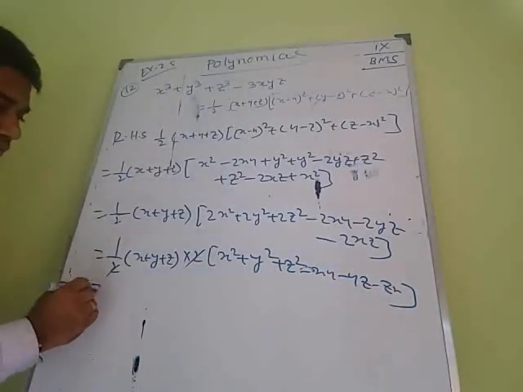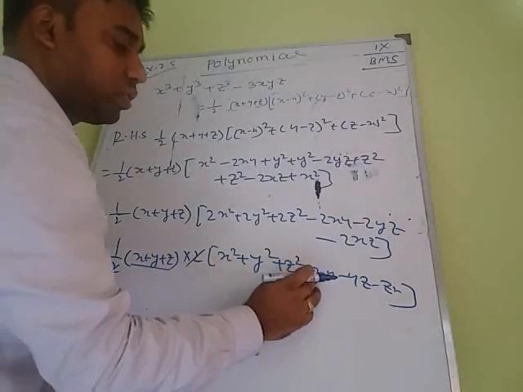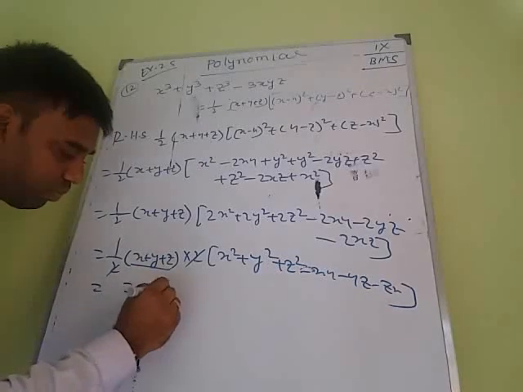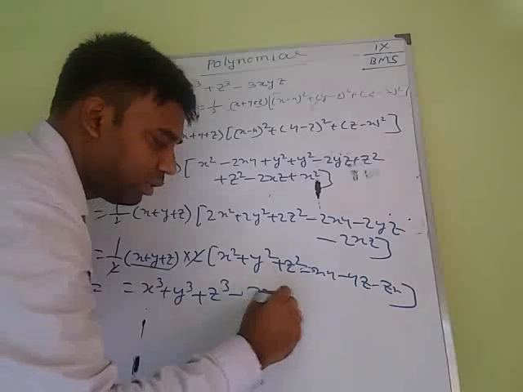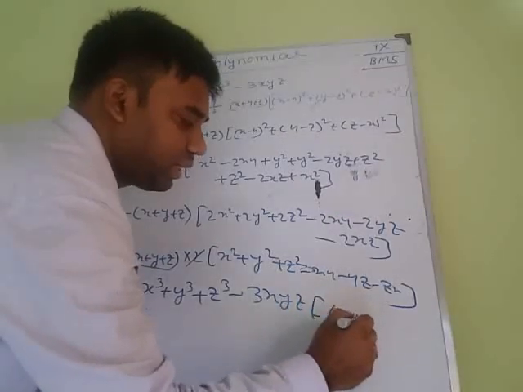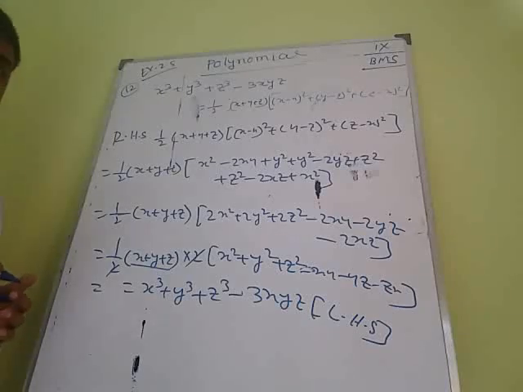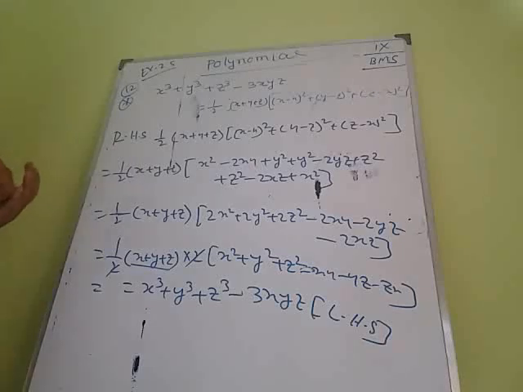The 1 by 2 and 2 cancel. We know the formula: (x plus y plus z) into (x square plus y square plus z square minus xy minus yz minus zx) is x cube plus y cube plus z cube minus 3xyz. That is the left hand side. So right hand side equals left hand side. This is a very important sum from the exam point of view.